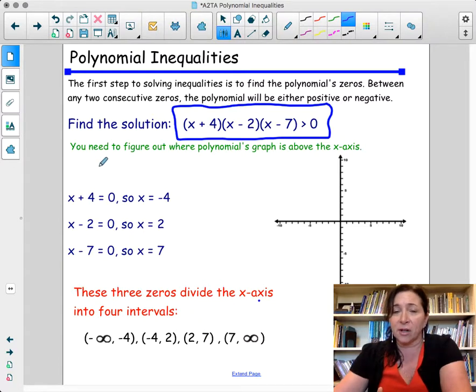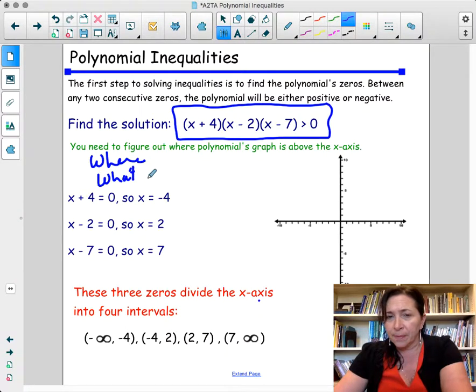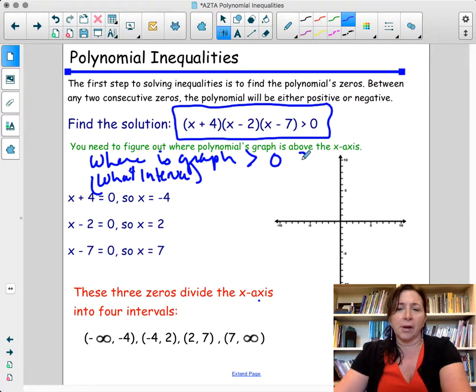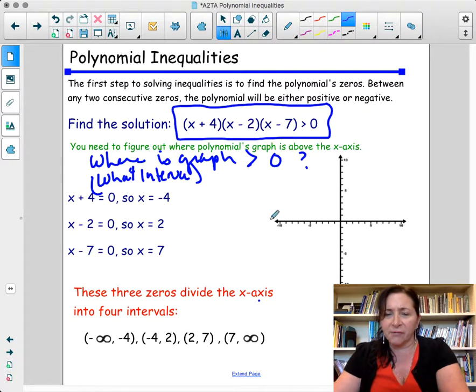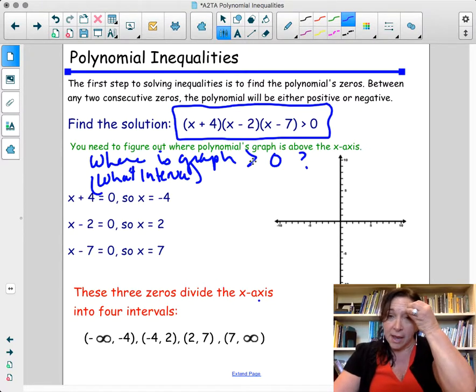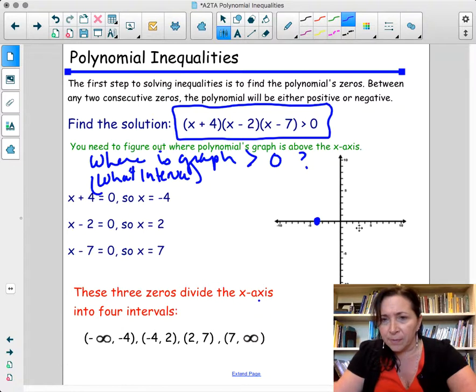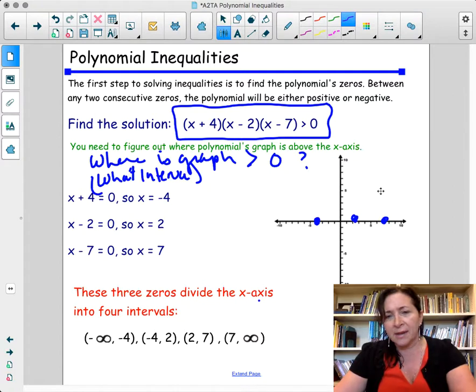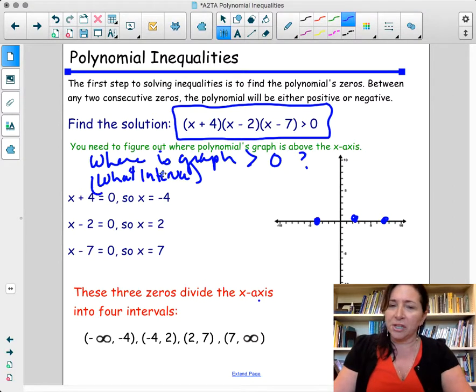So you're asking yourself where, and where meaning what's the interval. So where is my graph greater than 0? That's the question. So you find the roots, you can solve for 0, set each of these equal to 0, and you end up getting -4 is a 0, +2 is a 0, and you also have +7 is a 0.